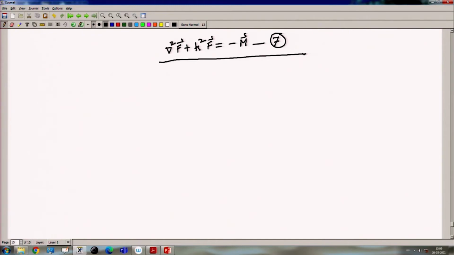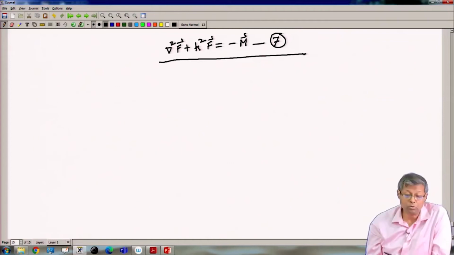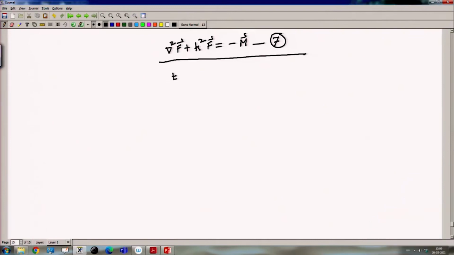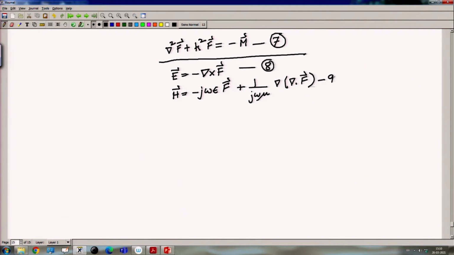So, similar to the case of the electric current source, the solutions to these Helmholtz equations can now be easily given as E equal to minus curl of F, which we already know, and H equal to minus j omega epsilon F plus 1 by j omega mu grad of divergence of F. So, we call this 8 and we call this 9.